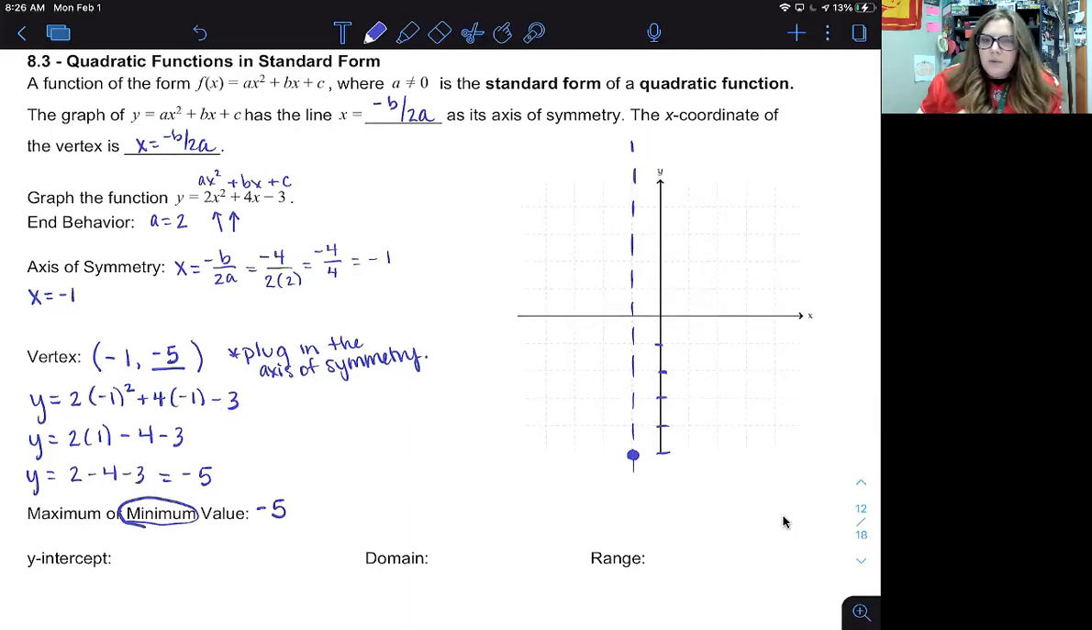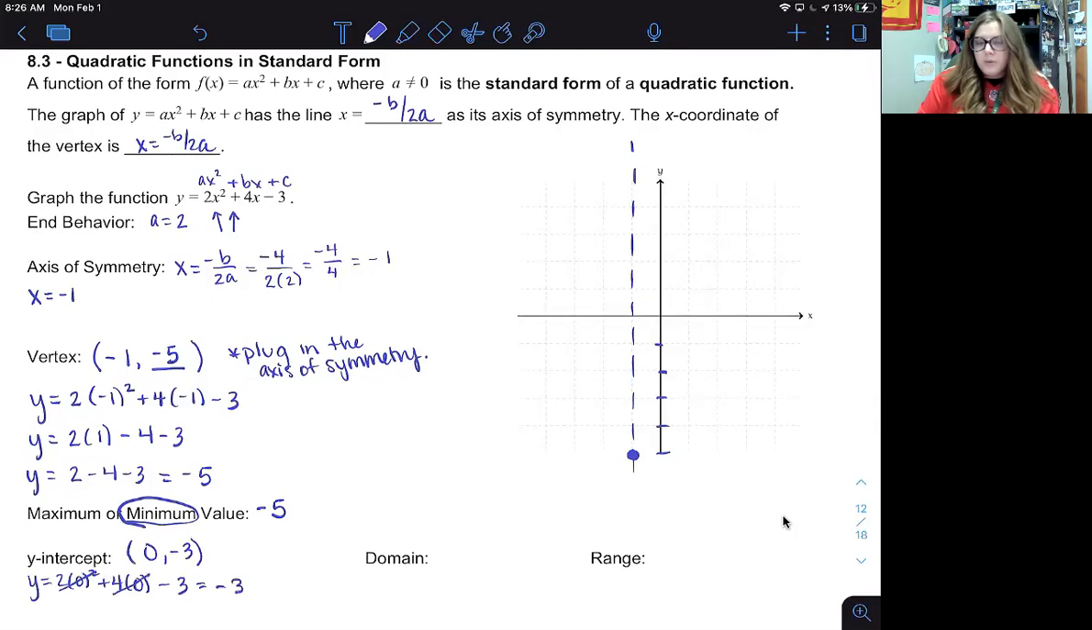All right, so the next thing we want to find to graph, remember, is either a point close to that axis of symmetry or our y-intercept. Since this is asking us to find that y-intercept, let's go ahead and plug in 0. So we have y equals 2 times 0 squared plus 4 times 0 minus 3. We'll notice 0 squared times 2 is 0. 4 times 0 is 0. So we're just left with negative 3. So our y-intercept is the ordered pair 0, negative 3.